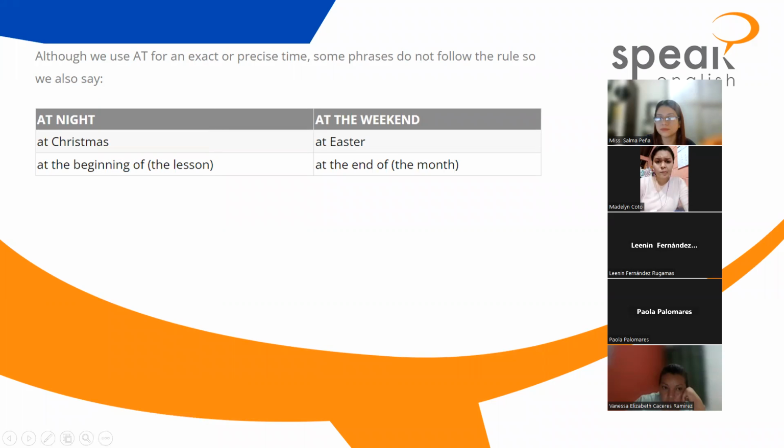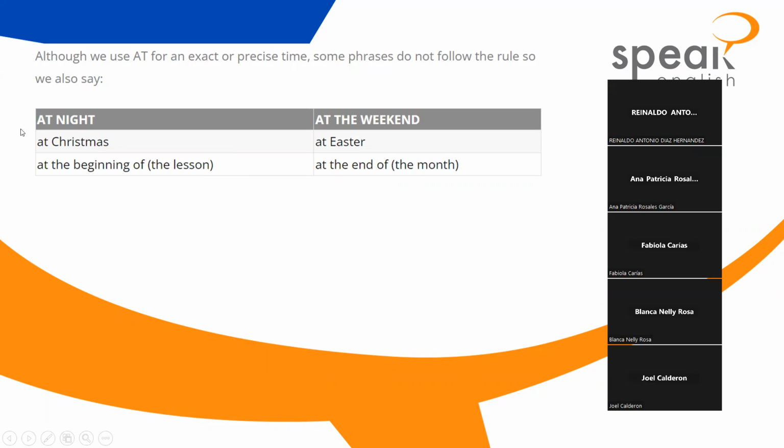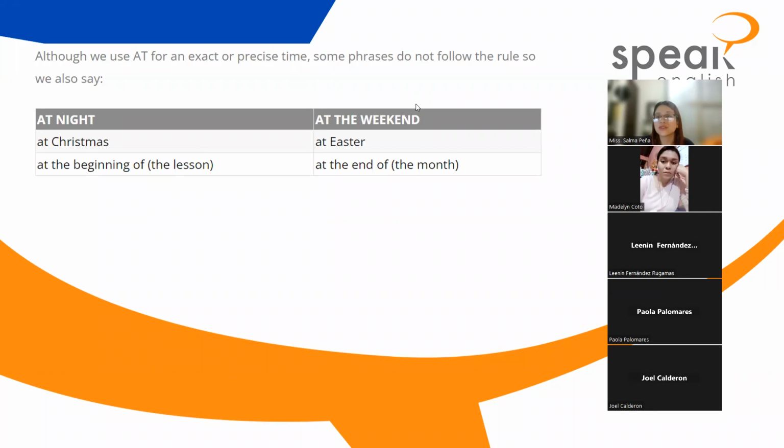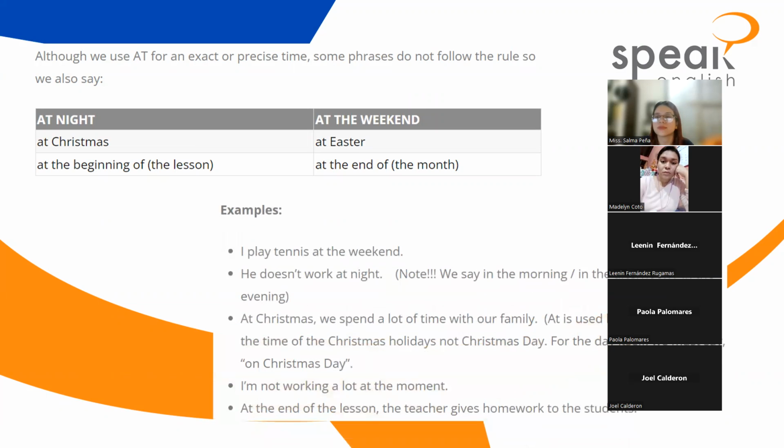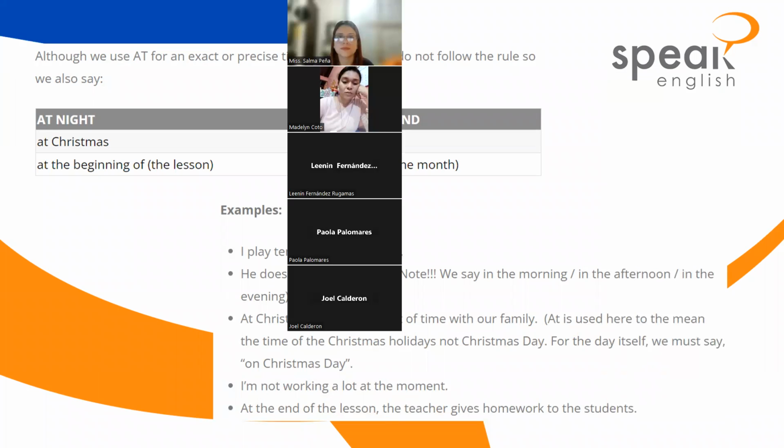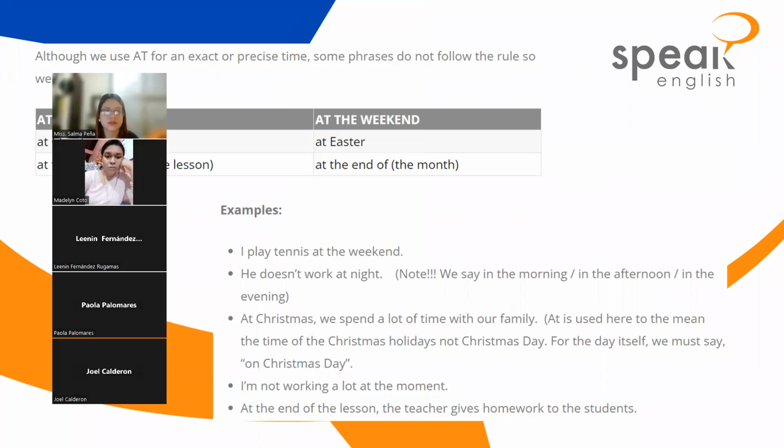Let's see. Okay, Joel, help me to read. At Christmas, at Easter, at the beginning of the lesson, at the end of the month. Okay, when we say at Christmas, at Easter, at the beginning of, it could be anything, or at the end of, they are exceptions. Probably they don't sound like specific or precise time, but that's how we should use these expressions. Okay, for example, this one. Okay, Madeline, help me to read the example.